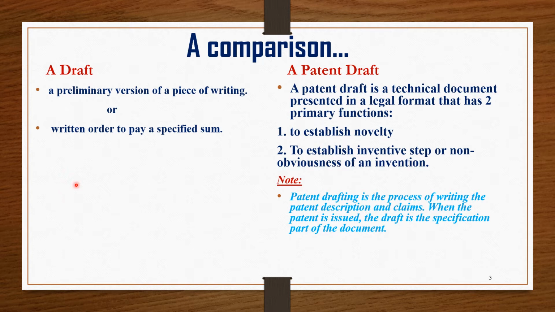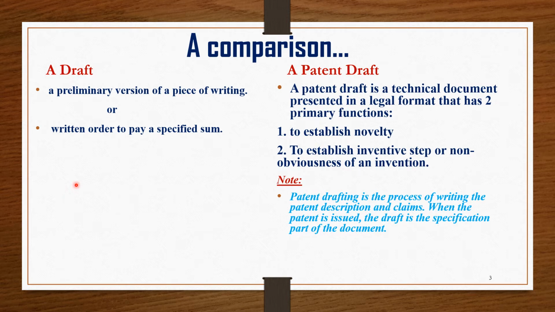Now we will go towards what is a patent draft. Fine. Because this is the demand of our legal world, or the world of patents. Let us see. A patent draft is a technical document presented in a legal format that has two primary functions. Number one is to establish novelty, and point number two is to establish inventive step or non-obviousness of an invention.